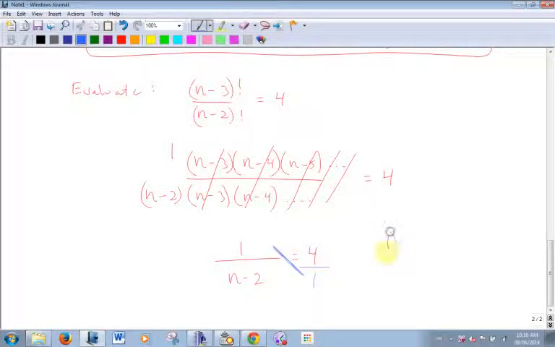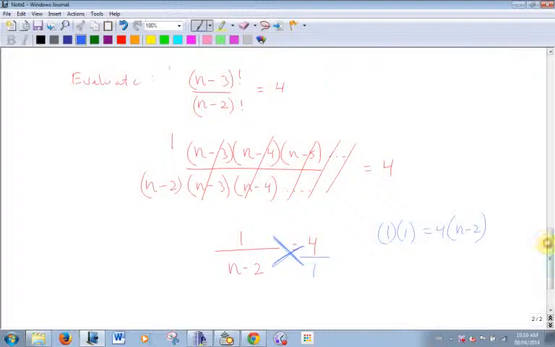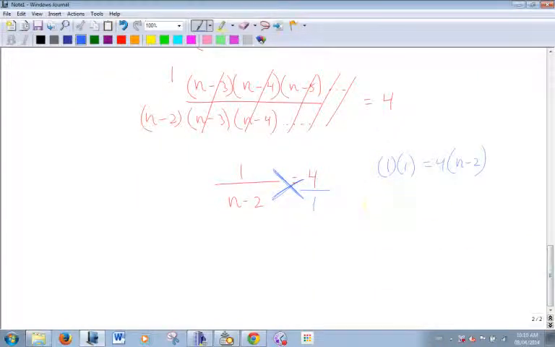This times this equals that times that. Just make sure you put brackets there, otherwise it's wrong. Now no more fractions, because people don't like fractions. The other way of thinking about this is, I want n by itself. I don't like this stuff down here. Let's get this to the top. Let's multiply both sides by n minus 2. That divided by itself is gone, and I end up with the exact same thing. 1 is 4 times n minus 2. So whatever way you want to think about it, algebra rules or cross multiply, either's fine.